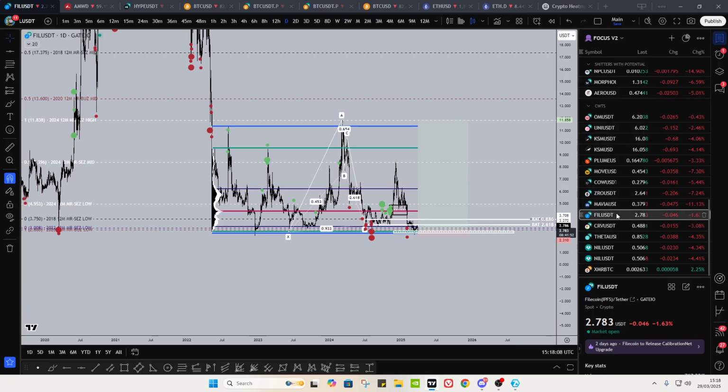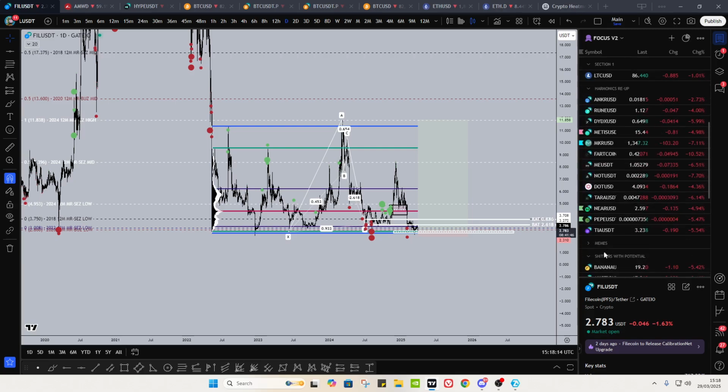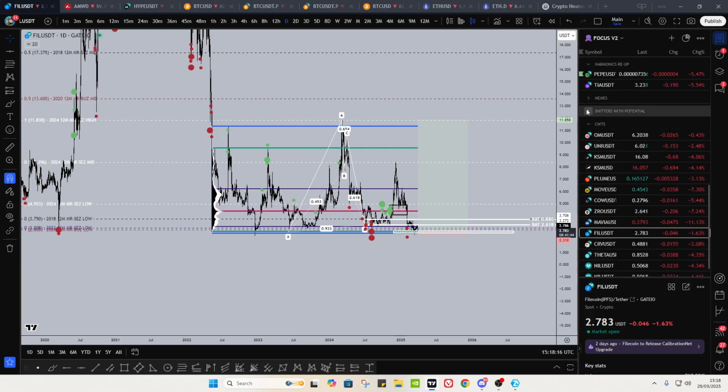Those are the only ones I'm going to go over for today, right? So we went over CRV, we went over Filecoin. All of these other ones are shitters, we're not going to really look at that.